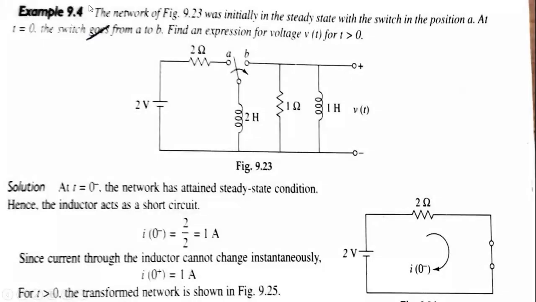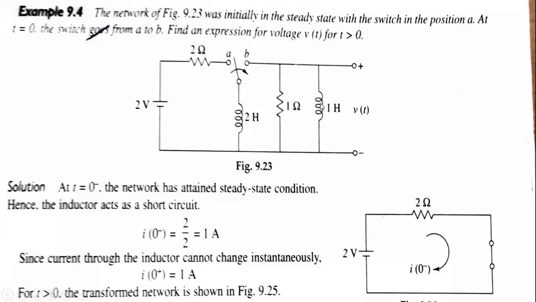So previously this was the series circuit. Now come towards the parallel form. Here two switches are there, switch A and switch B. Two cases will be there. Initially the steady state is with the switch at position A, and at t equals 0 the switch goes from A to B. Find the expression for v(t) for t greater than 0.